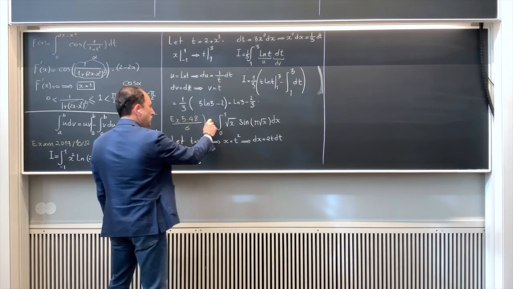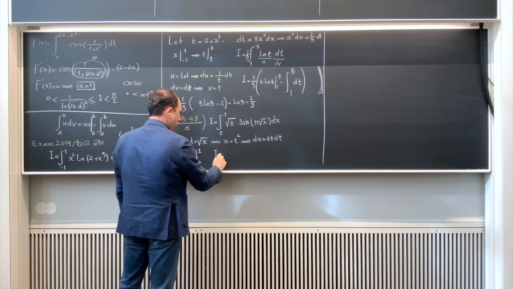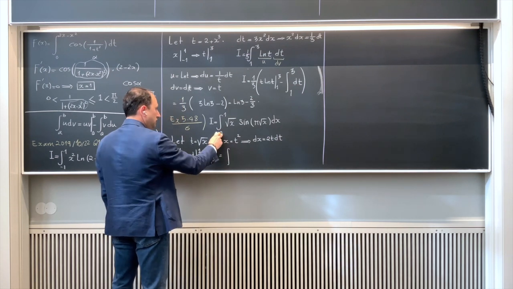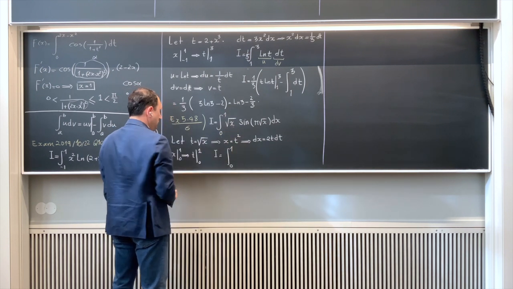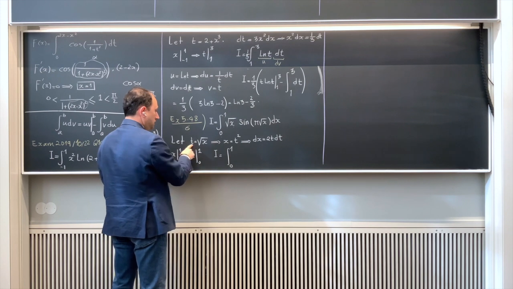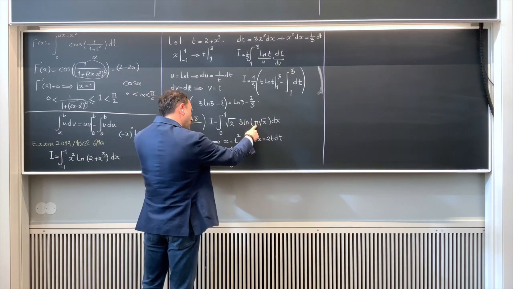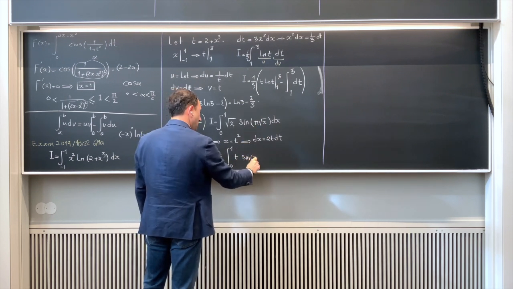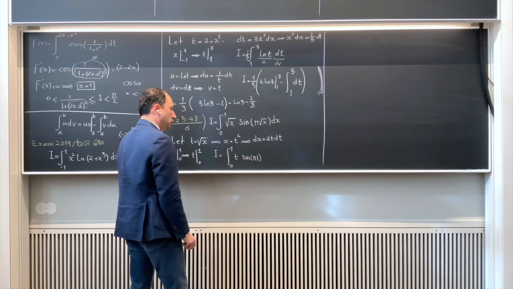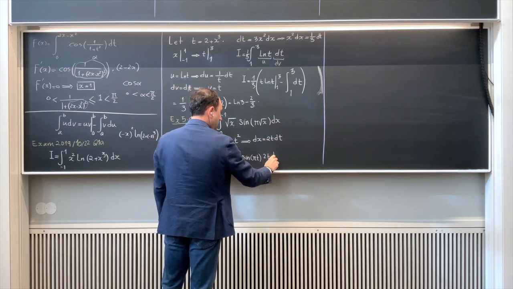Okay? So if I call this integral I, so far what I have done, I have written that I is equal to integral from 0 to 1 again. But instead of square root of x, I can write t. And then instead of sine pi square root of x, I can write sine pi t. But instead of dx, I can write 2t dt.